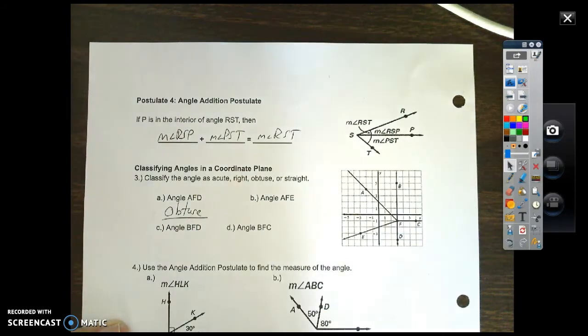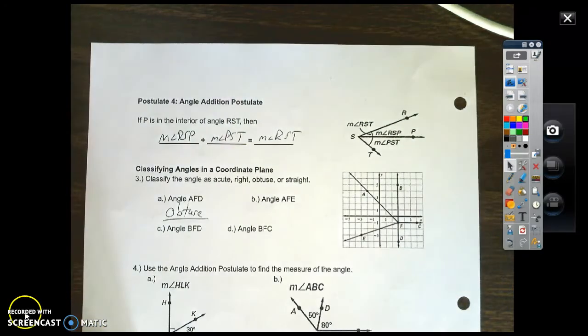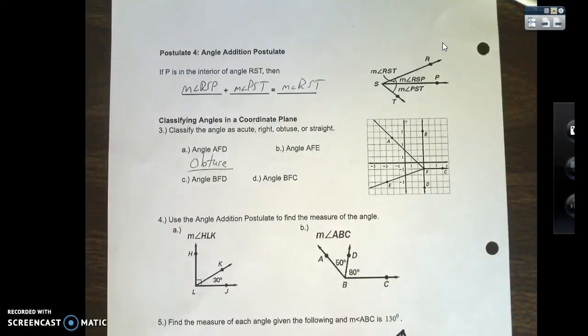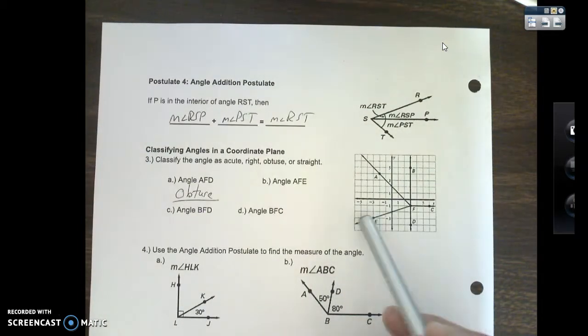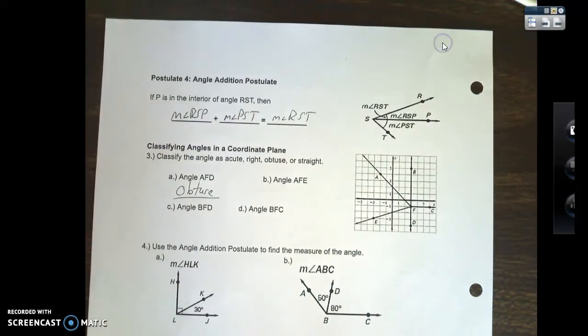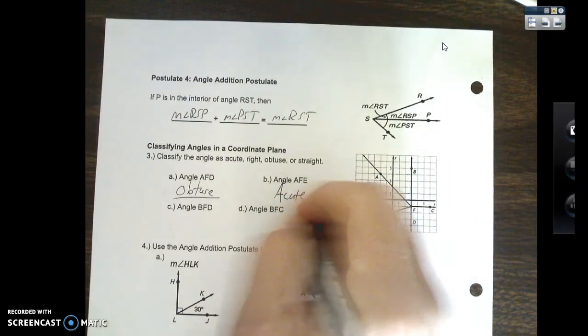Okay? Now, if I asked you for AFE, notice that AFE here. So for AFE, the corner would be going this way. It's a little less than our corner, which is less than 90 degrees. So that means this is going to be acute.